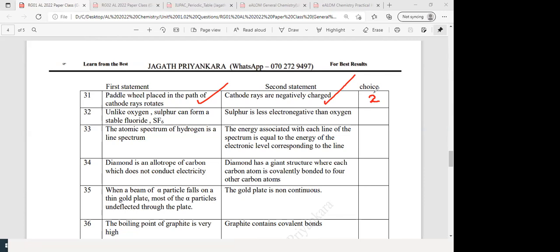Can you quickly tell me the answer for question number 32?